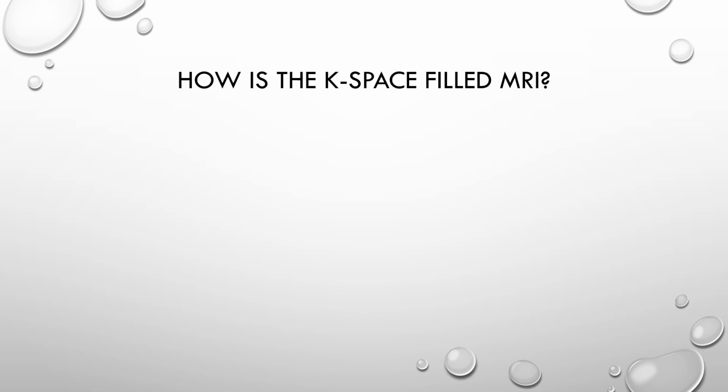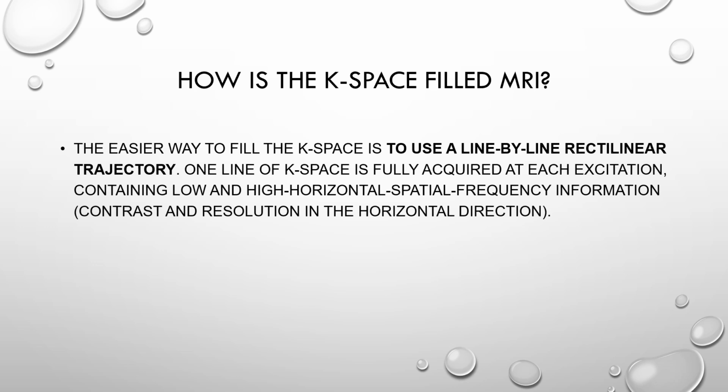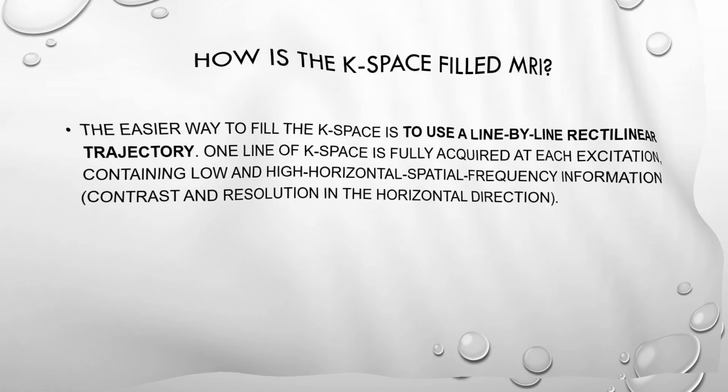How is the K-space filled in MRI? The easier way to fill the K-space is to use a line-by-line rectilinear trajectory. One line of K-space is fully acquired at each excitation, containing low and high horizontal spatial frequency information, contrast and resolution in the horizontal direction.